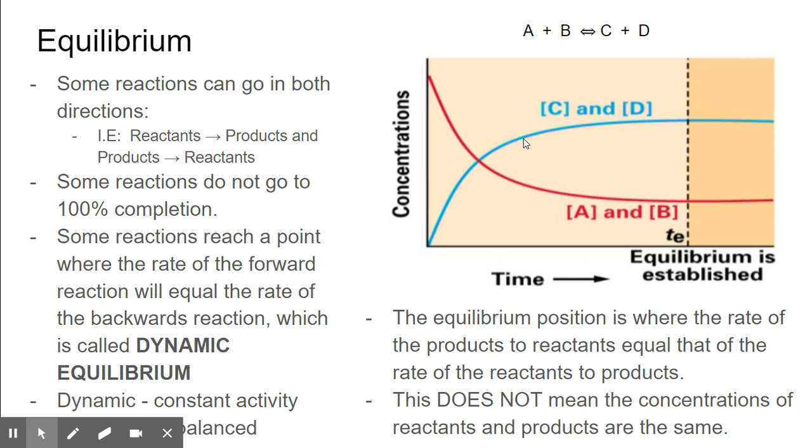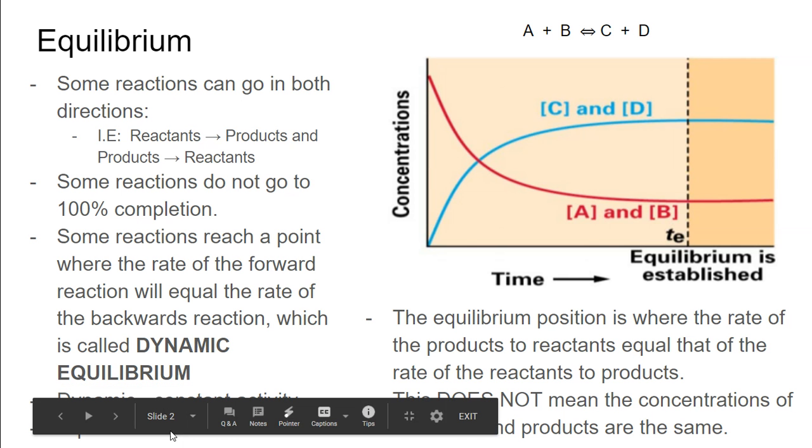And then there comes a point when the concentration of C and D and the concentration of A and B remain constant. You see that they're not equal. The concentration of C and D is actually greater than that of A and B. We would call this a product favored reaction. So this equilibrium reaction favors the products. There's going to be more products than reactants at equilibrium.